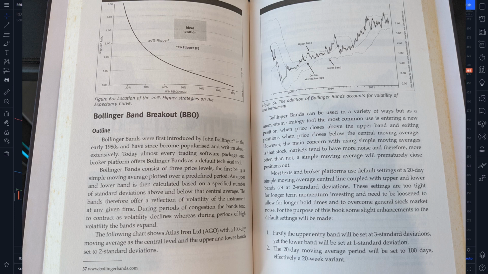Firstly, the upper entry band will be set at 3 standard deviations, yet the lower band will be set at 1 standard deviation. Number 2, the 20-day moving average period will be set to 100 days, effectively making it a 20-week variant. And number 3, lastly, rather than exit positions at the central moving average as is common practice, we exit positions when price closes below the lower band. So that's what we'll be coding today.